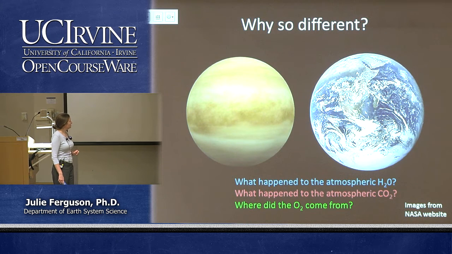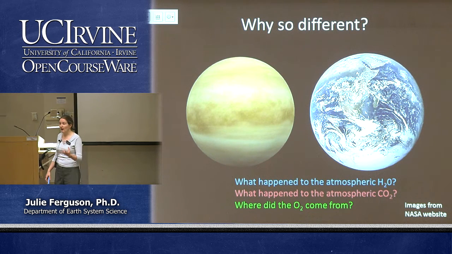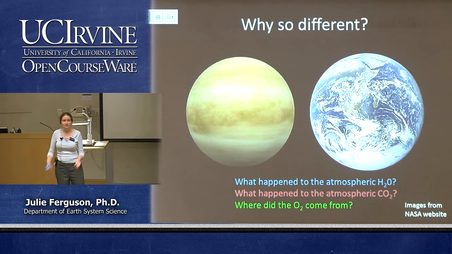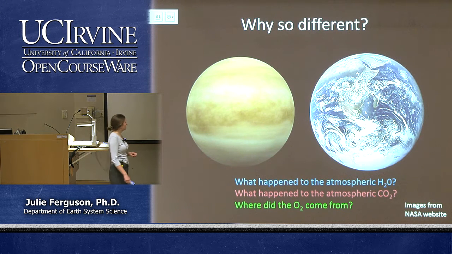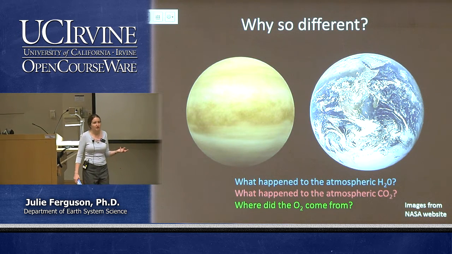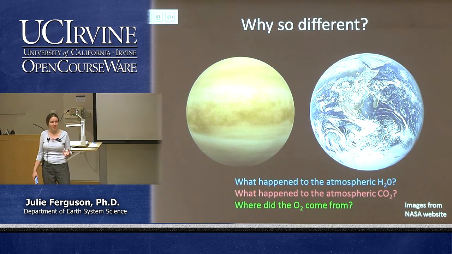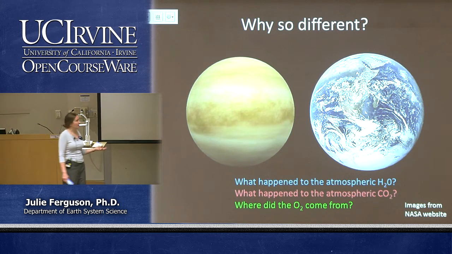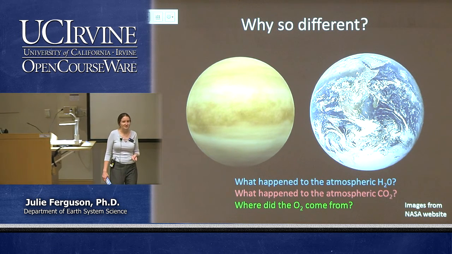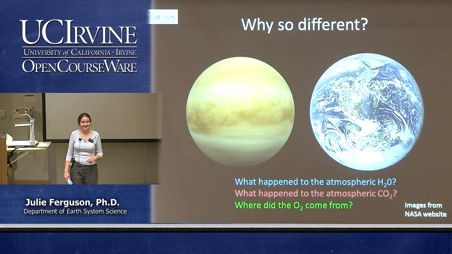So what happened to atmospheric H2O? What happened to all that water vapor that was erupted into the atmosphere from volcanoes? What happened to the atmospheric carbon dioxide? Where has it gone? We know that we only have a tiny percentage of the atmosphere today. Where did it all go? And where did the oxygen come from, which is my easy question of the day?